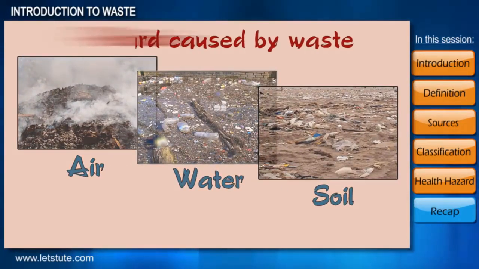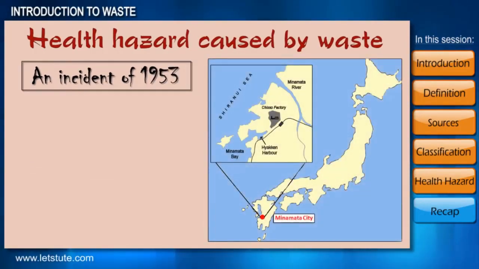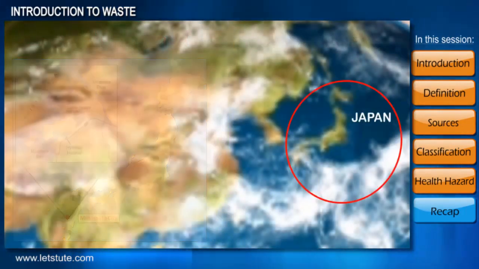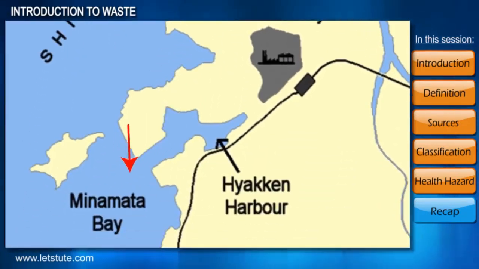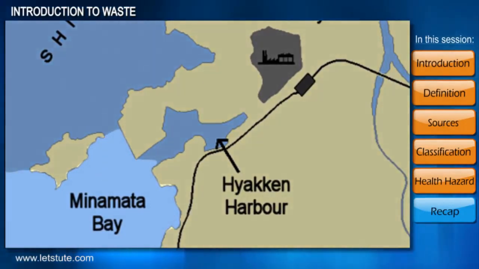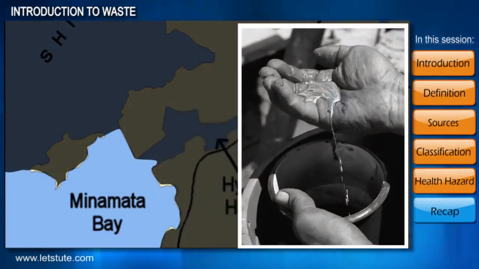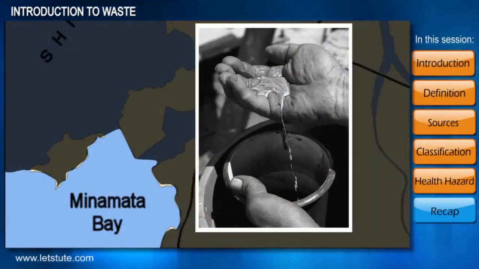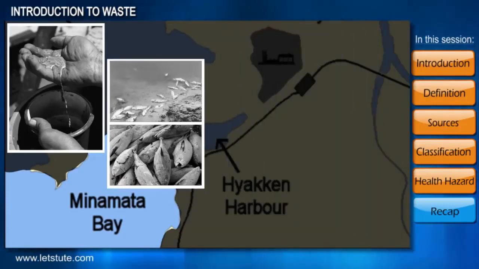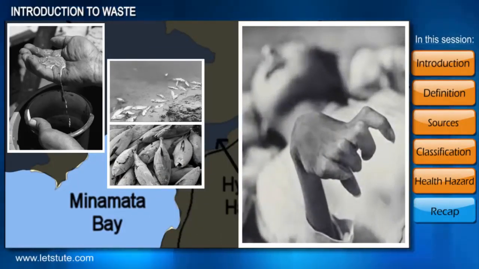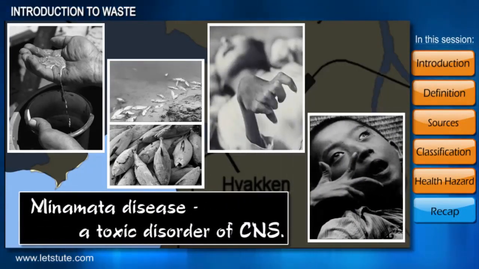One such health hazard occurred long back in 1953 in a small city called Minamata in Japan, which had the region's largest fertilizer producing industry. The Minamata Bay in that city was highly polluted with wastewater released from the fertilizer plant, which contained excessive amounts of mercury. The highly toxic compound bioaccumulated in fish and shellfish in the bay, which were eaten by the people living around the bay, giving rise to Minamata disease. It is a toxic disorder of the central nervous system.